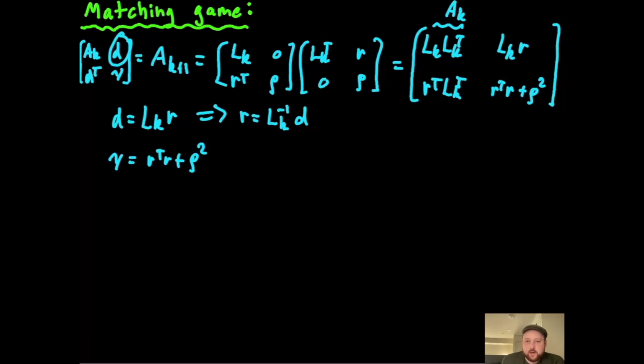So once I've done that, how can I use that now to figure out what rho is? Well, by this equation, we know that rho squared is equal to gamma minus R transpose R. We can take the square root.